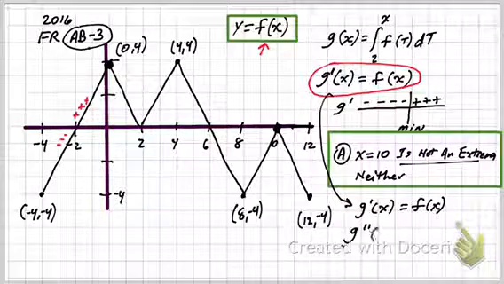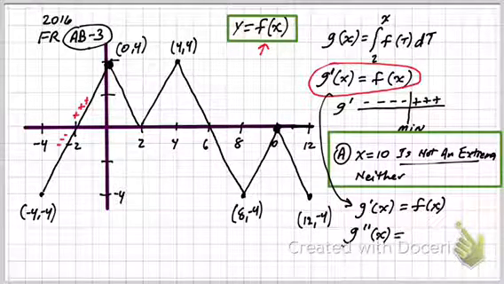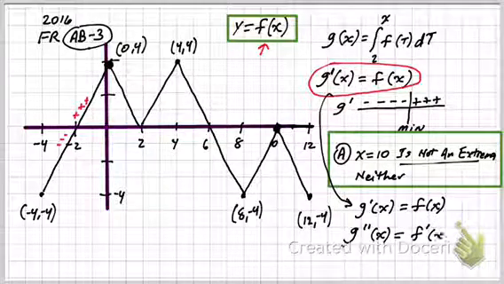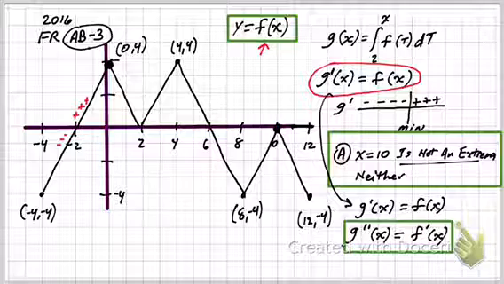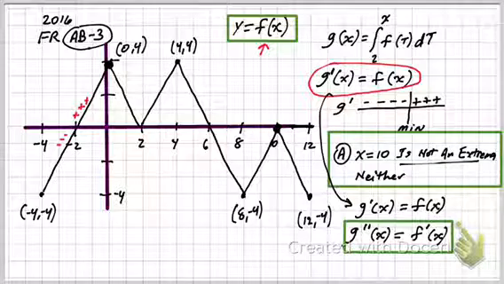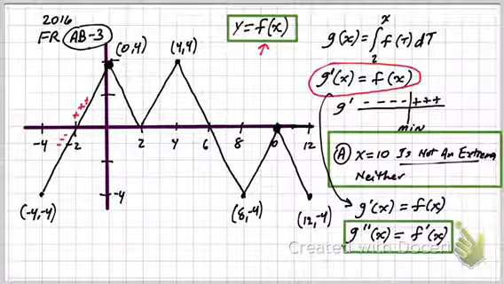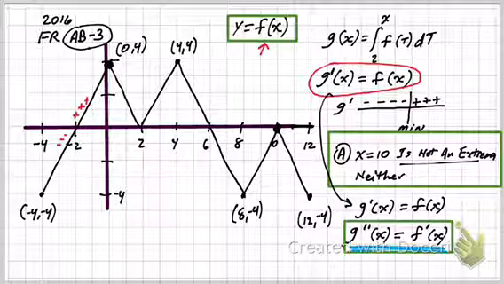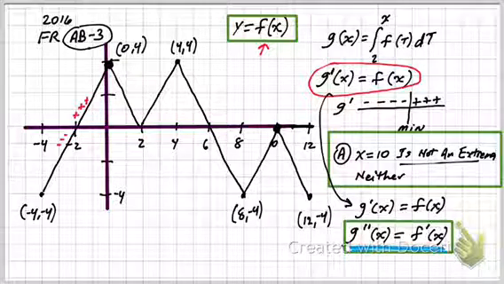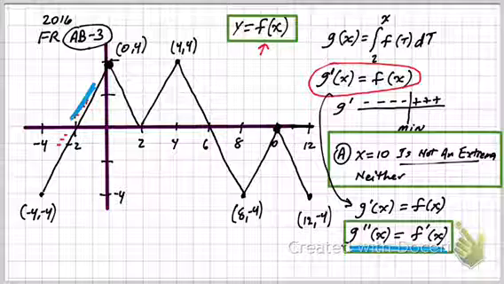You take the derivative again. Would G double prime equal F prime? Yes. And I need F prime, I need this to change signs. How can I find what F prime is? F prime is what? Slope of the line. Good, the slope of the line. Here the slope is, over here the slope is.